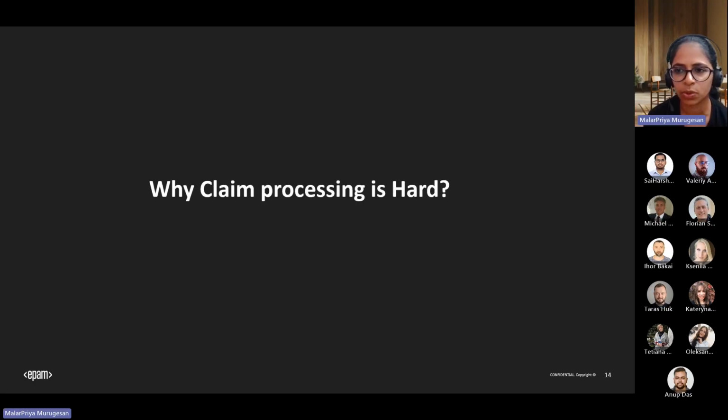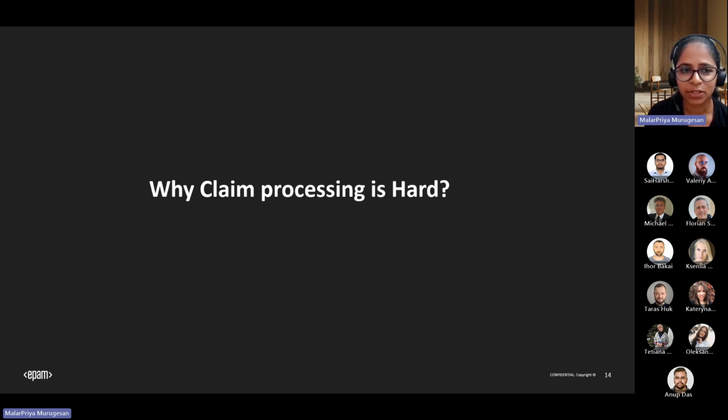What do you think? Can anyone unmute yourself and give a wild guess on why claim processing is hard? Maybe we are not an insurance company, but we are members as well, right? So what do you think? Why is claim processing hard? Data quality, of course. People will enter incorrect or missing data. And what else? Can anyone guess? Anything other than data quality? Complexity of the rules. Yeah, of course. If you have an ineffective system, right?